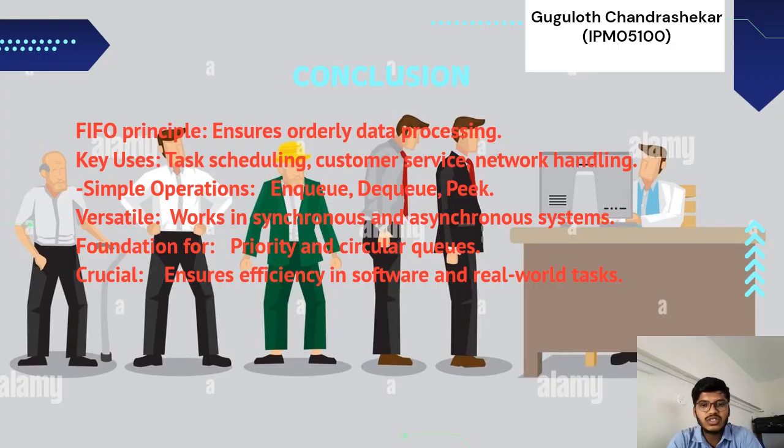Okay, to conclude, queues are an essential data structure that ensures orderly data processing through the first in, first out principle. They are highly efficient in managing tasks and resources where maintaining order is critical, such as task scheduling, customer service systems, and network data handling. Their simplicity in operations like enqueue, dequeue, and peek makes them versatile and easy to implement across both synchronous and asynchronous systems. Queues also serve as the foundation for more advanced structures like priority queue and circular queue, making them a vital component in software development. Overall, queues play a crucial role in maintaining efficiency and order in modern computing and real world applications.